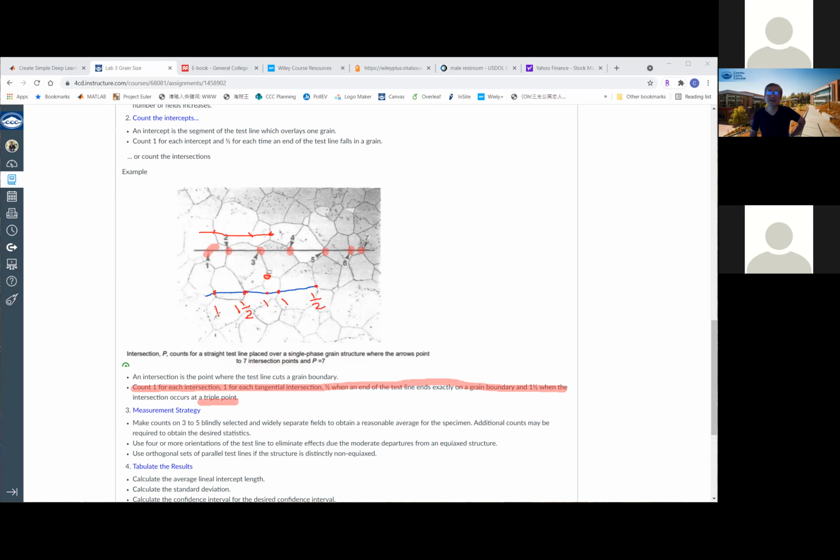So your P in this case is 1, 2, 3, 4, 5. So P is 1.5 if it's at an intersection of multiple boundaries, multiple lines. Okay. Any other question about this?